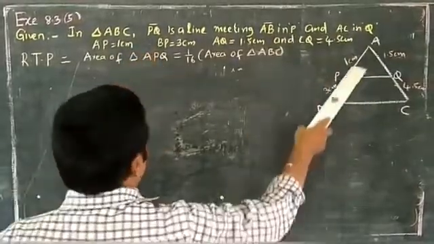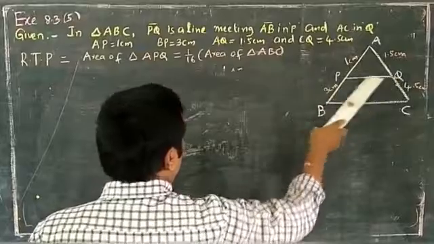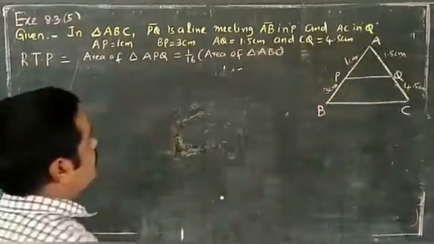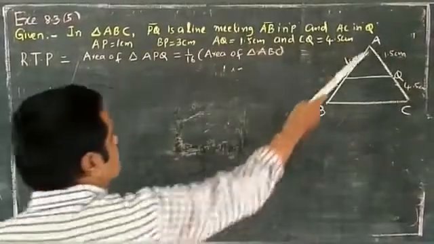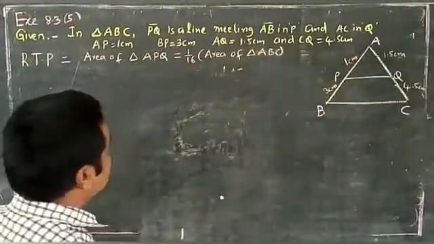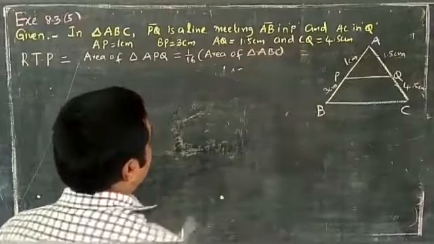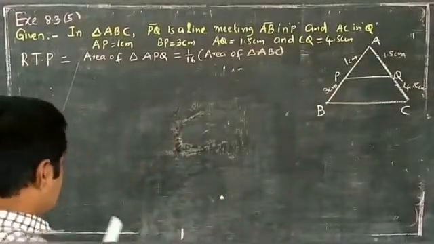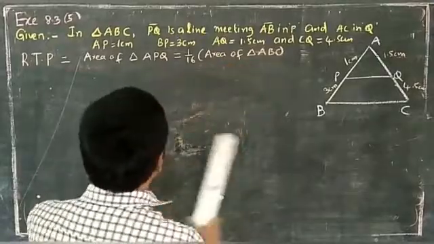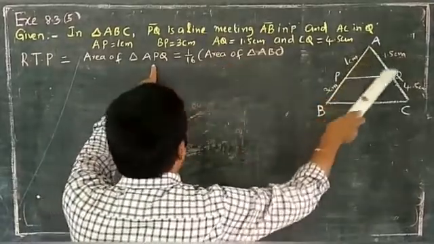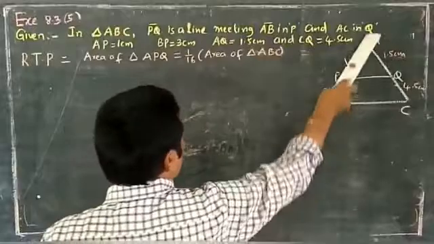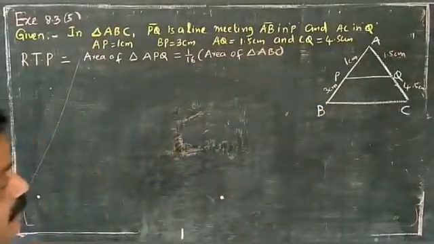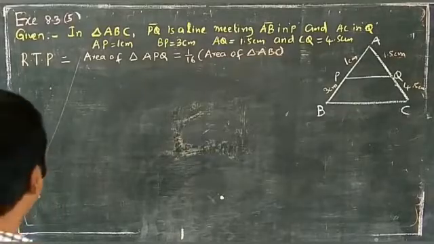PQ is a line that meets AB in P and AC in Q. AP is 1 centimeter, PB is equal to 3 centimeters, AQ is equal to 1.5 centimeters, CQ is equal to 4.5 centimeters. We are asked to prove that the area of triangle APQ is equal to 1 by 16 of the area of triangle ABC. So, how to find it?